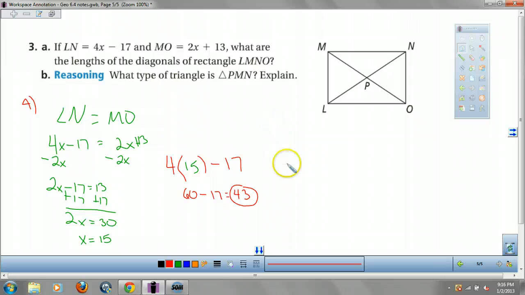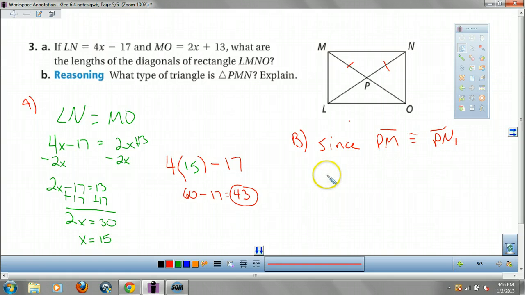Because both side lengths are the same too, so we're done. So for B, what type of triangle is PMN? Well, what do we know about PM and PN? Well, they're congruent, so it is isosceles. Since PM is congruent to PN, triangle PMN is isosceles.